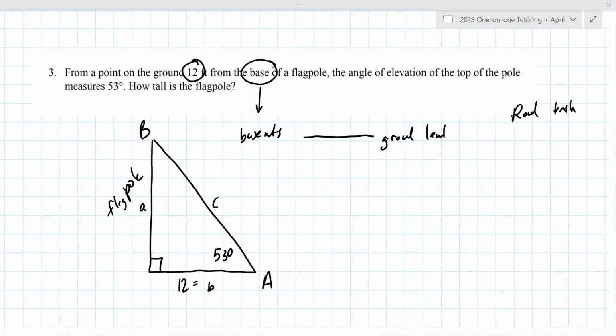Okay, so tangent 12 would be 0.21255. I have to get that to equal 53. So I do 53 divided by tangent 12.